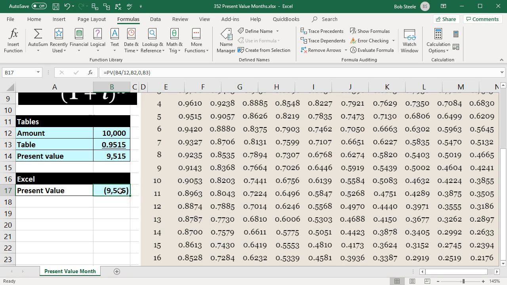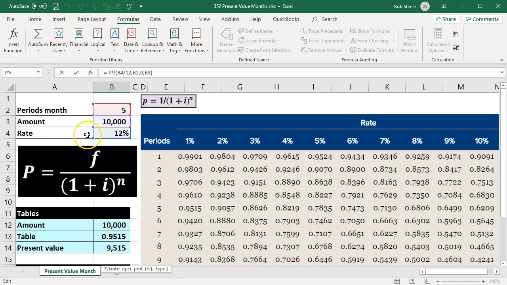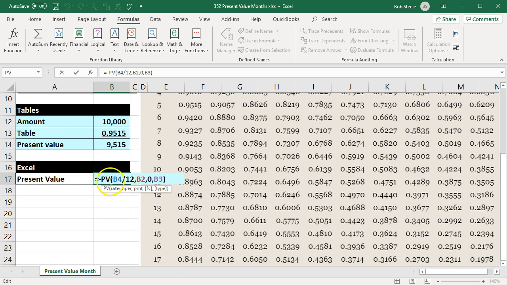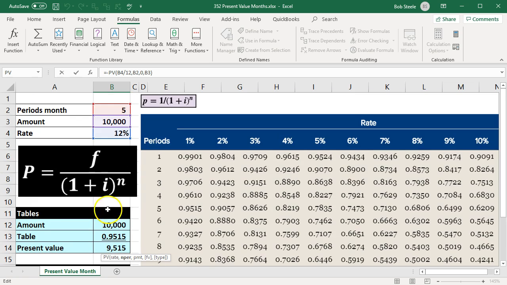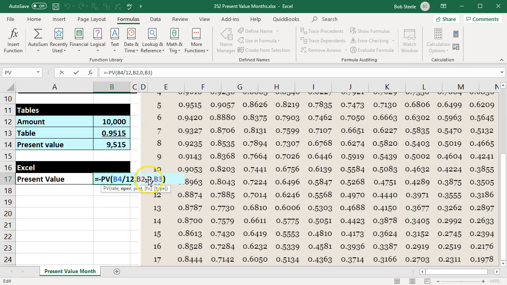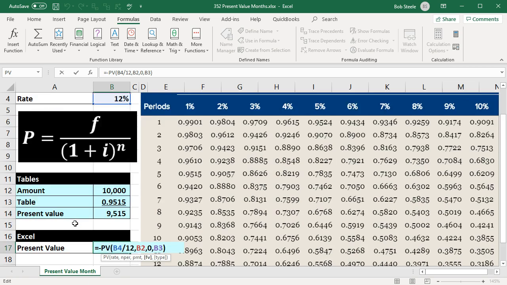I'm going to flip the sign by double-clicking on it, putting a negative before the PV, and there we have it. So remember our formula down below, if we want to type it in this way, would be equals negative to flip the sign, PV, and then the rate is B4, 12%, divided by 12. So that's the key component. We're going to divide it by 12. That'll give us the monthly rate. And then we've got the number of periods, which is in B2, 5, and then 0 for the payment, and we've got the future value, which is the 10,000.